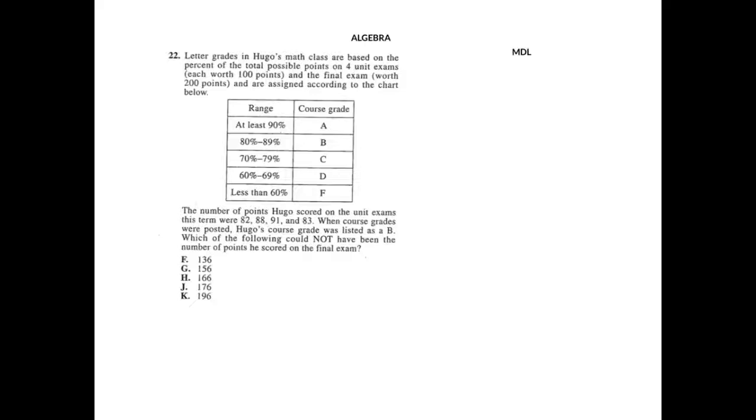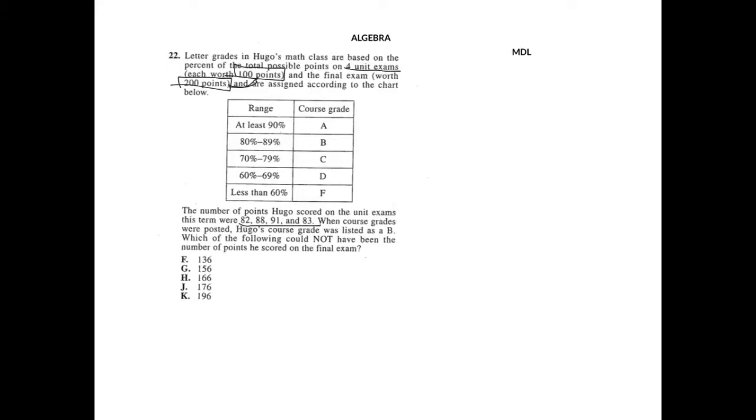Grades in Hugo's math class are based on the percent of the total possible points on the 4 unit exams, each worth 100 points, and the final exam worth 200 points, and are assigned according to the chart below. The number of points Hugo scored on the unit exams this term were 82, 88, 91, and 83.